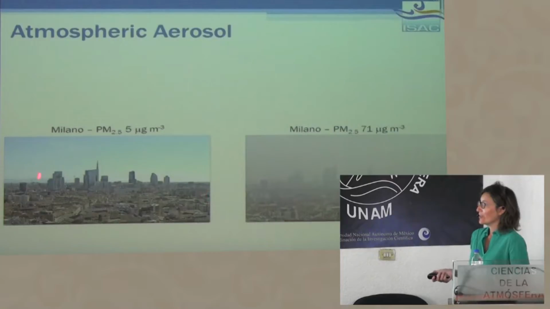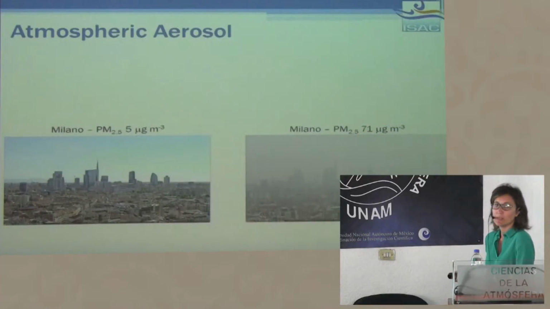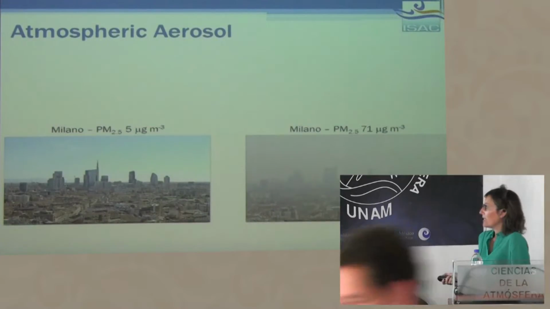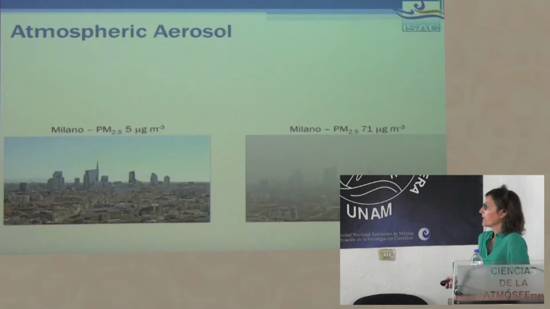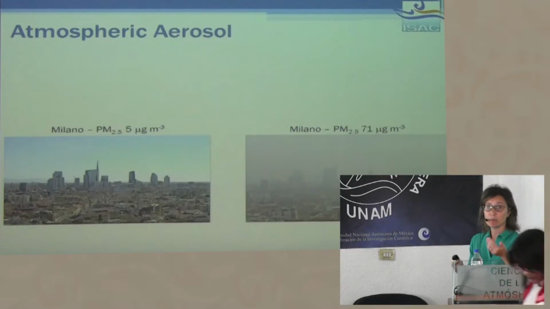Here was during a sunny, summer, clean day, PM 2.5 concentration was 5 micrograms per cubic meter. This is the same skyline taken from a winter, very polluted day, and PM 2.5 concentration was 71 micrograms per cubic meter. So as you can see, the aerosol is able to absorb and scatter visible light, and the result is very clear. The ability to absorb and scatter solar radiation makes the aerosol able to interfere and contribute to climate change.